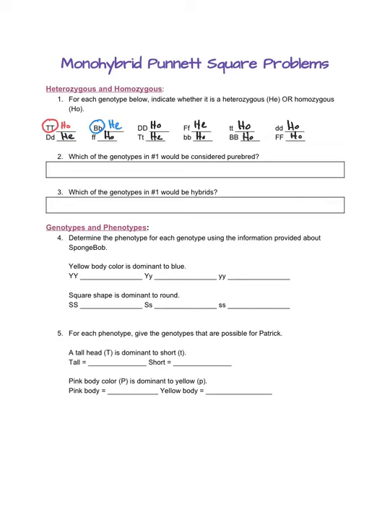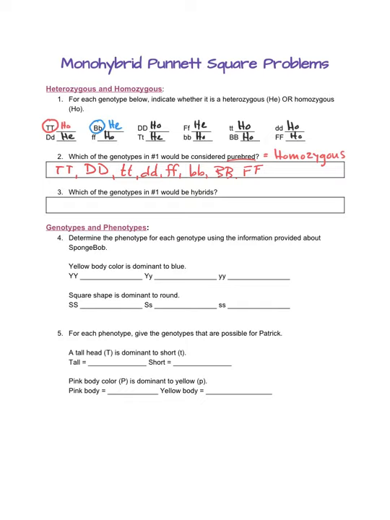Question number 2 says which of the genotypes in number 1 would be considered purebred. So remember that the word purebred is the same thing as homozygous. So in this box, we're just going to write each of the homozygous genotypes. So we would put capital T, capital D, small t, small d, small f, small b, big B, and capital F. So those are all homozygous genotypes.